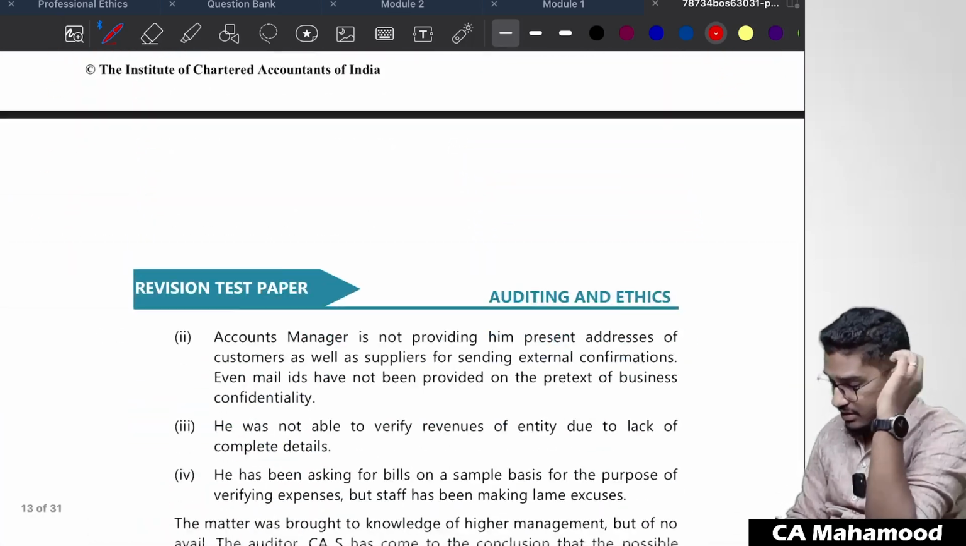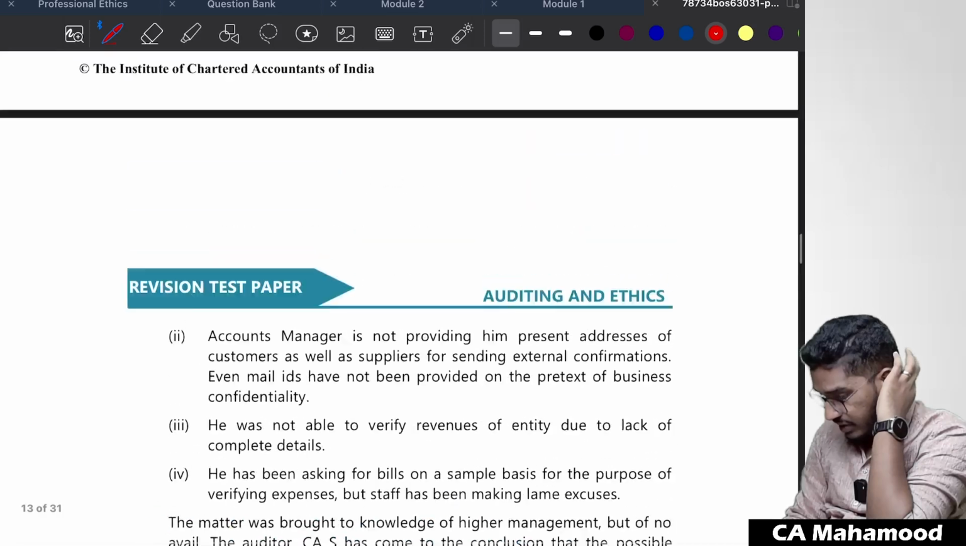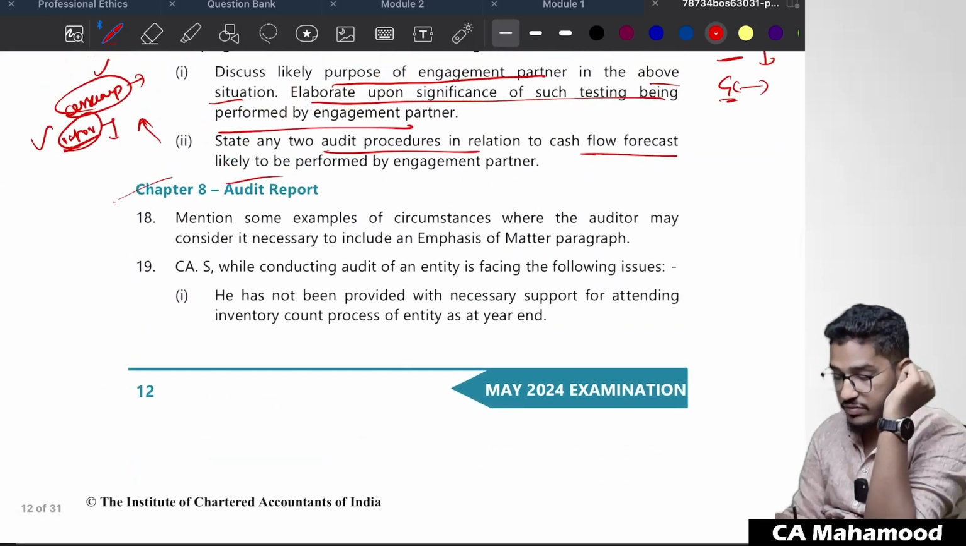Next one, I think we are almost done. How many more questions do we have? Okay, two chapter-related questions we have.